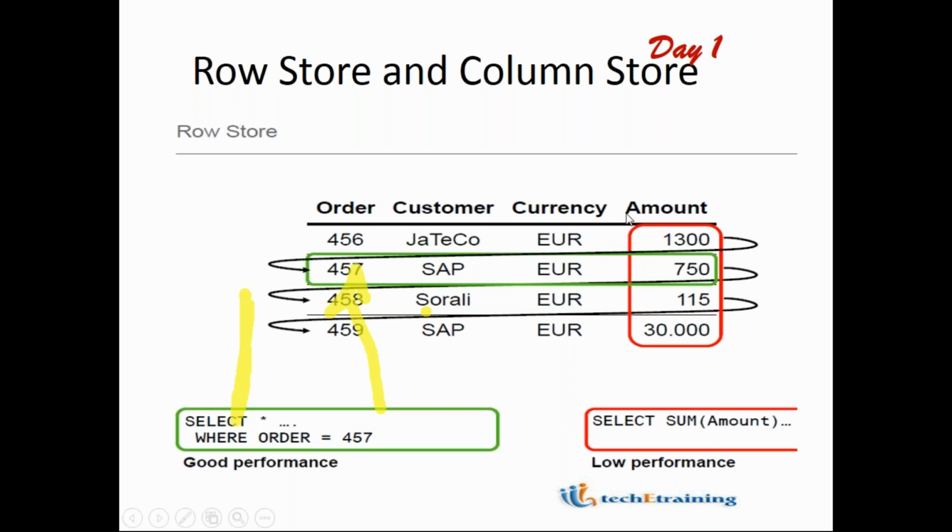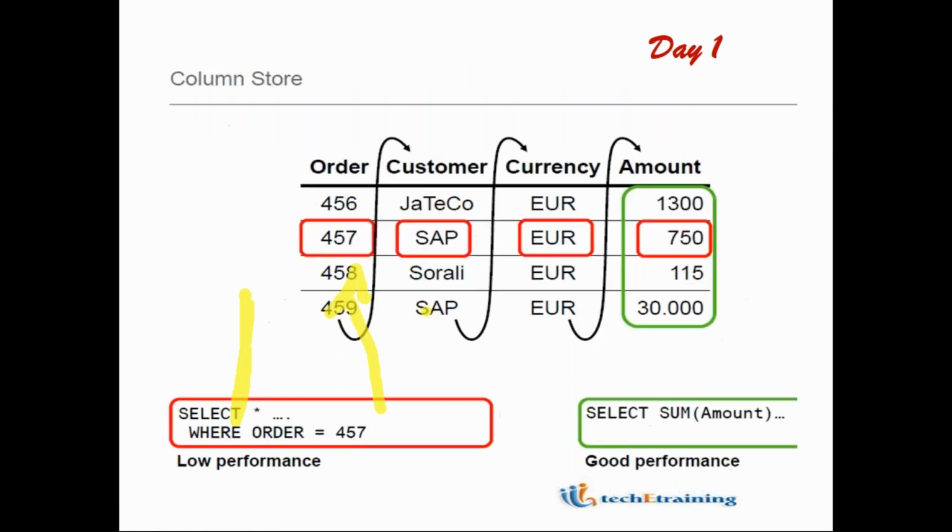If you compare row store and column store: in row store, select single is very fast and select sum is slow, because you have to go to row 1, row 2. If you want to do an aggregation, row 1 is 1300, row 2 is 750, row 3 is 115, like that. Each row you have to select and aggregate. That is why select sum is slow and select single is fast in row store.